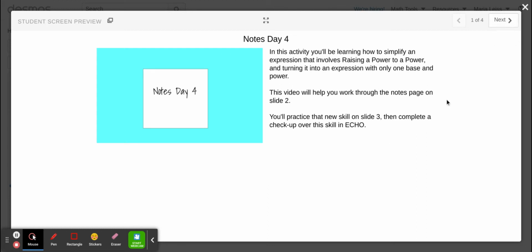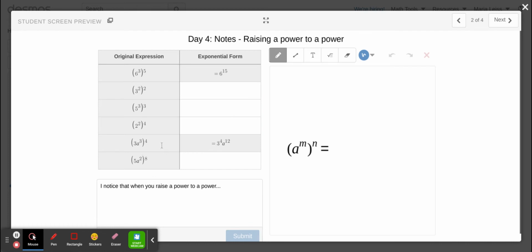Here we go. Today, what we're doing is we're going to be raising a power to a power. What that means is we're going to have more than one exponent. Here's how that's going to look. You're going to see problems that look like this. Don't panic. They look a lot scarier than they are.